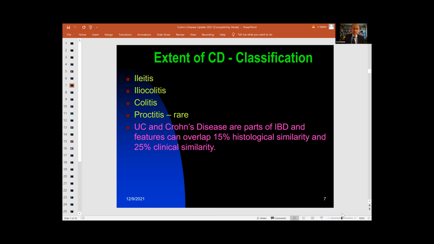And we must always remember that both ulcerative colitis and Crohn's disease are parts of inflammatory bowel disease, and that common features occur in 15% of cases histologically and 25% of cases in terms of clinical findings. So by its location, Crohn's disease can be classified as Crohn's ileitis, Crohn's ileocolitis, and so on.